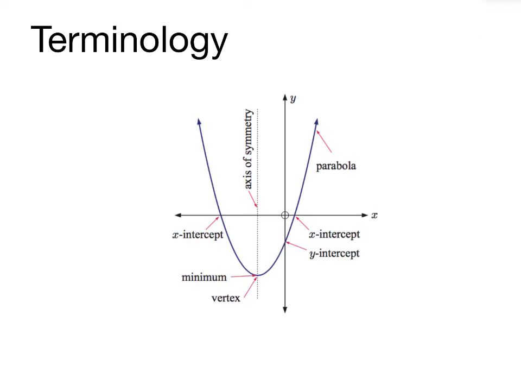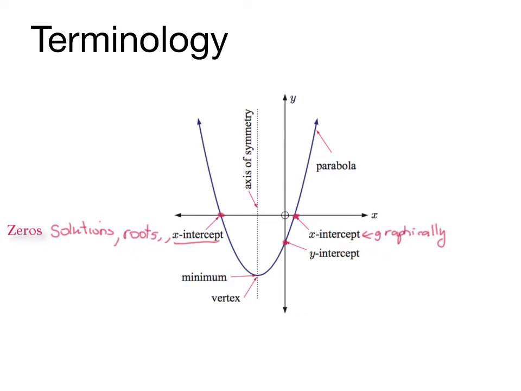Important terminology you need to know about this unit. First, let's look at our x-intercepts. These are the points in which the graph intercepts the x-axis. Another word for x-intercepts is roots or solutions. Also, zeros can be another word for x-intercepts. Graphically, they're called x-intercepts.